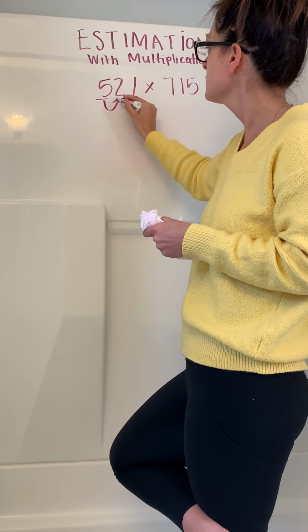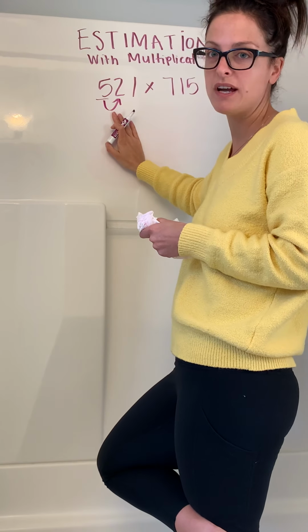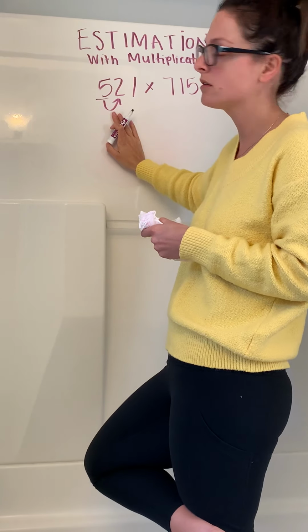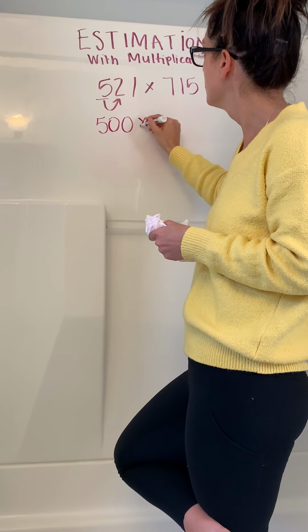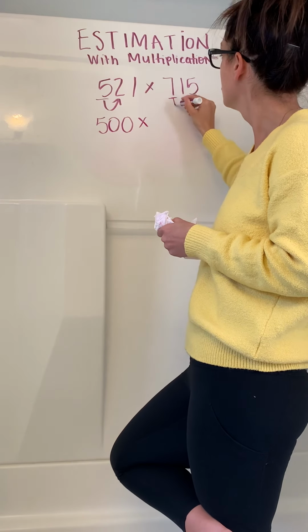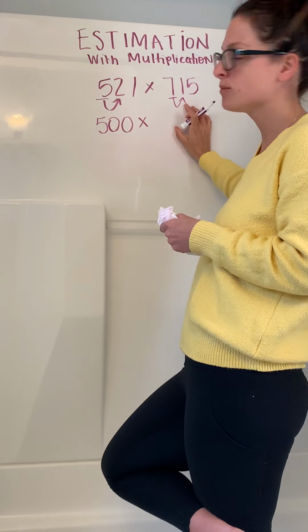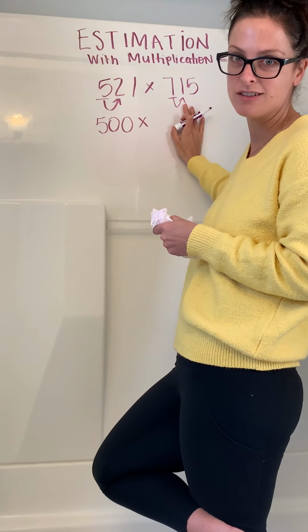Here's my hundreds place, and I look at it, and the 2 is below 5. So this is going to round down. It's closer to 500 than closer to 600. I'm going to write 500 times, here's my hundreds place again. Okay, and when I look at rounding, this 1 is below 5, so we're going to round to 700 instead of 800.